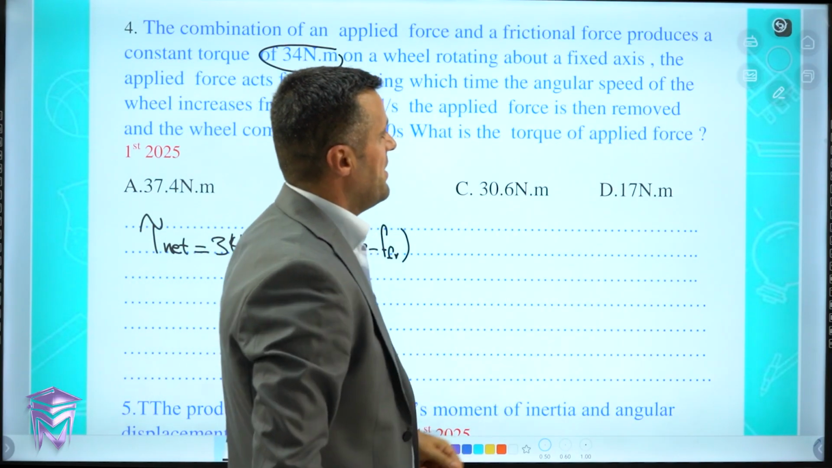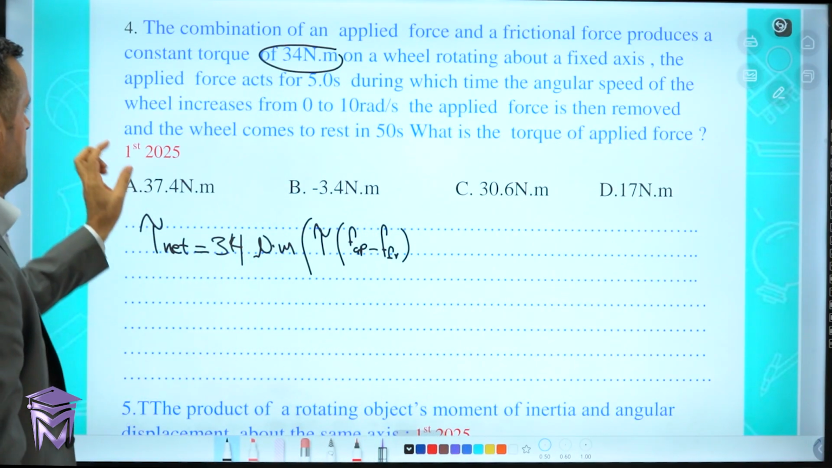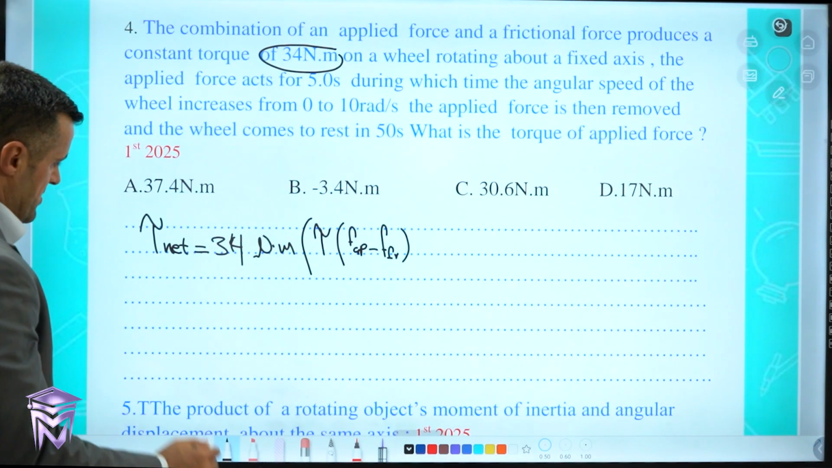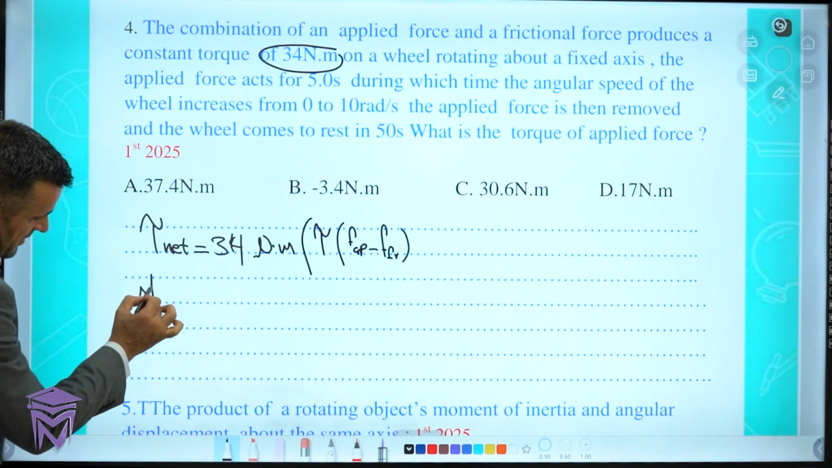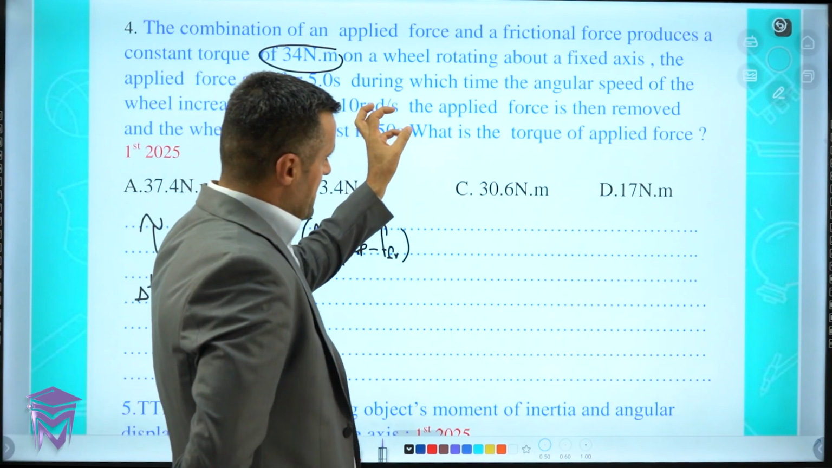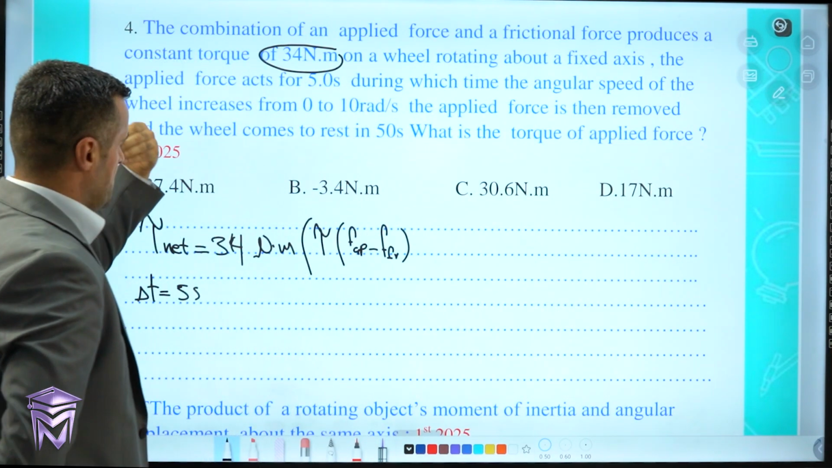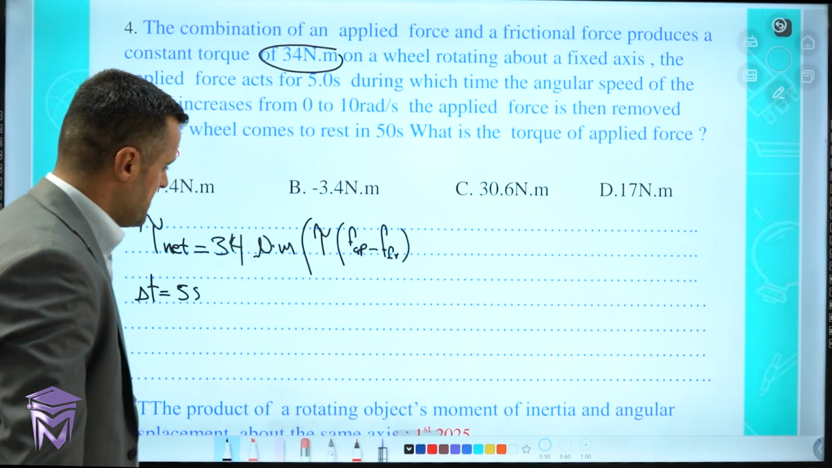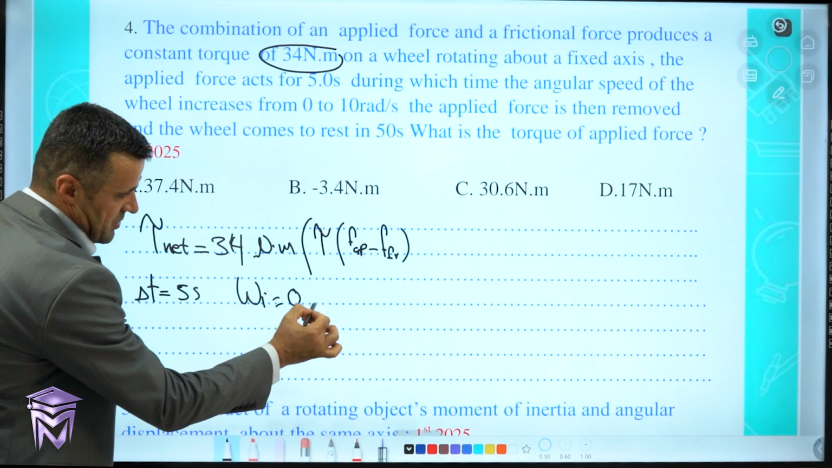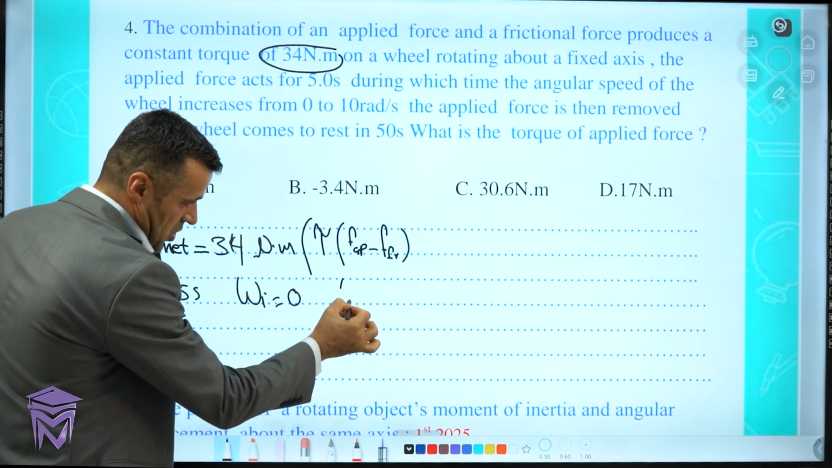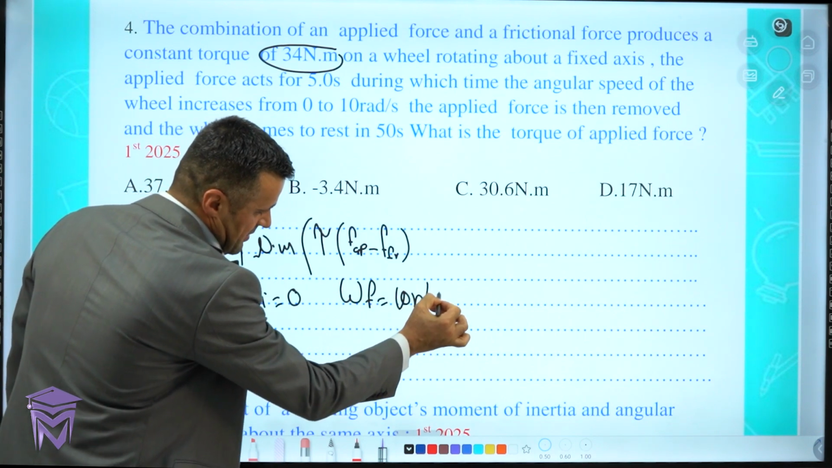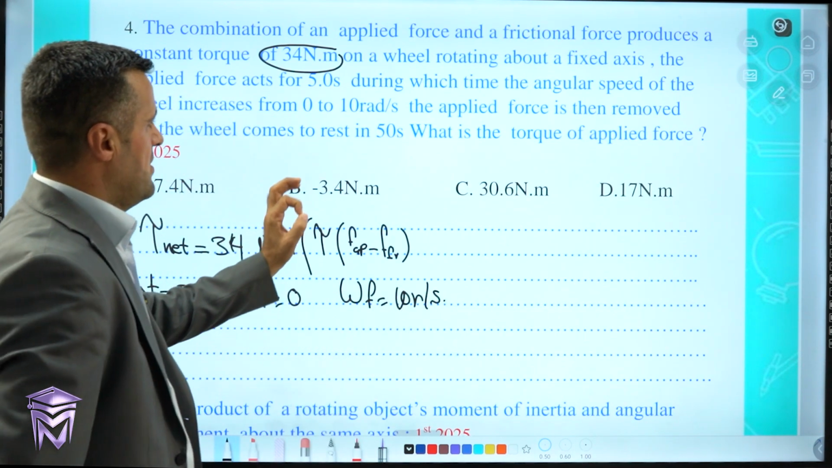On a wheel rotating about a fixed axis, the applied force acts for 5 seconds. The time is 5 seconds. So the angular speed changes from 0 to 10 rad per second. Initial omega equals 0, so it increases to omega final equals 10 rad per second.